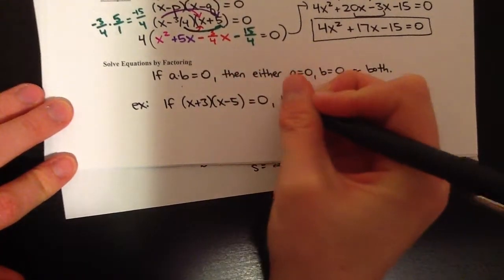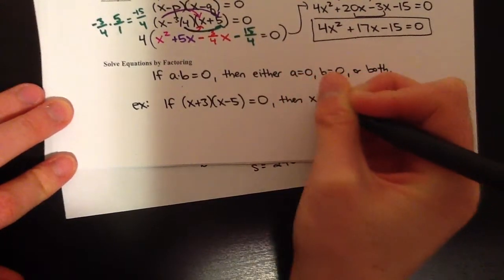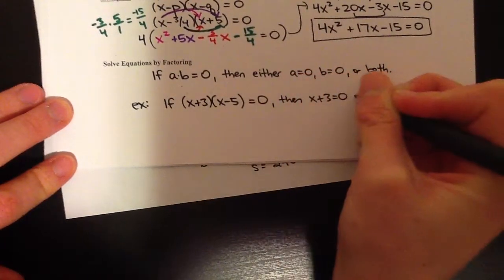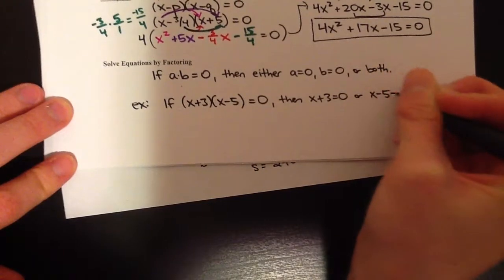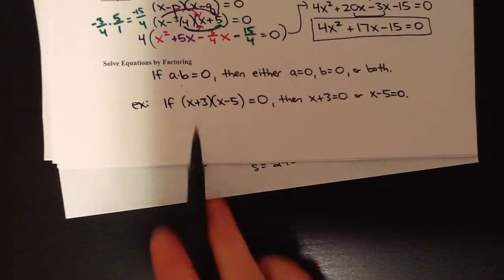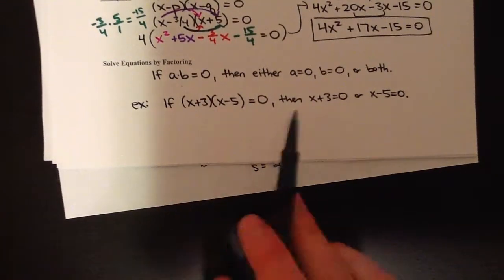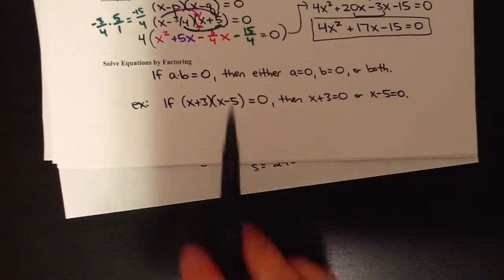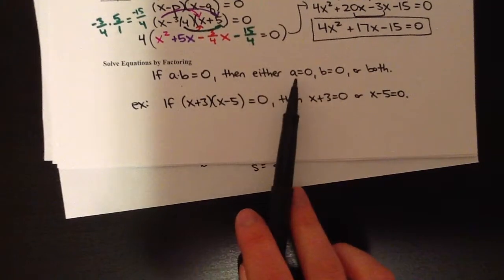Then it must be true that x plus 3 equals 0 or x minus 5 equals 0. So that's the major step that we're going to take when we are solving by factoring. If we get something into factored form, which is the form that we were just talking about up above, then we kind of follow this zero product property.